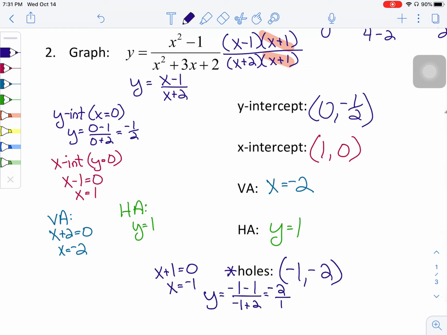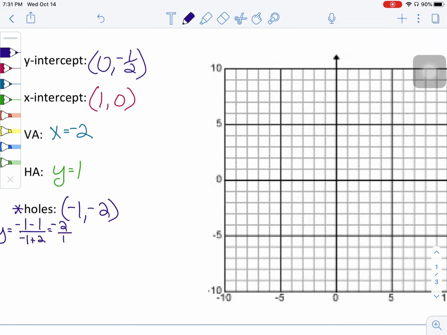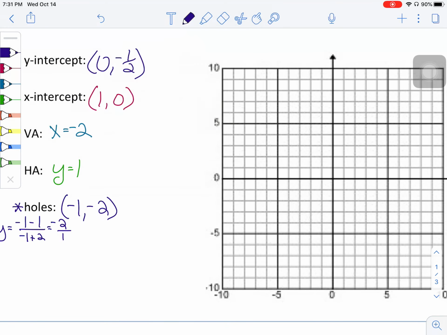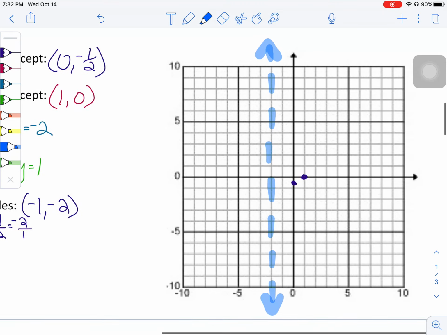So I'm going to take my two intercepts, my two asymptotes, and this hole, and I'm going to graph it to see if we can figure out what on earth is going on here. So sliding over to the graph. All right. So we have a y-intercept at (0, -0.5). The x-intercept is (1, 0). I have a vertical asymptote, and I'm going to put this in highlighter so you can really see it, at x equals -2. You can do the same on your note sheets, your homework sheets, whatever. Horizontal asymptote at y equals 1.